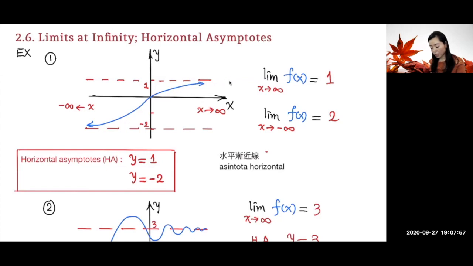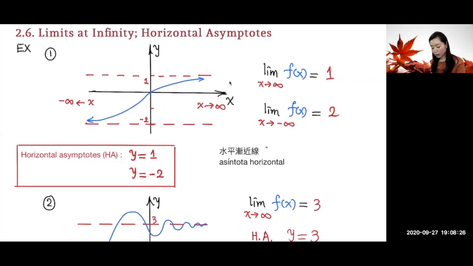Now, when you consider the end behavior of this function, when x goes to infinity, this function approaches 1, and we say this horizontal line y equals 1 is a horizontal asymptote. When x approaches negative infinity, it approaches -2, so we say this horizontal line y equals -2 is another horizontal asymptote for this graph. So this function has two horizontal asymptotes.